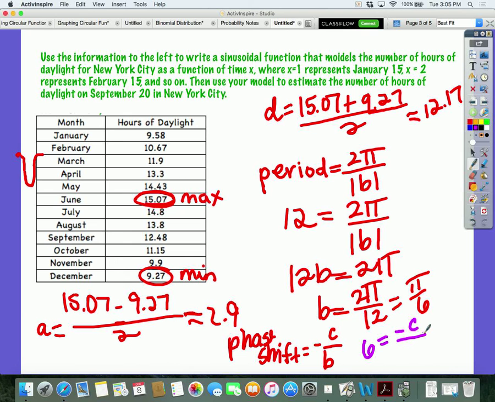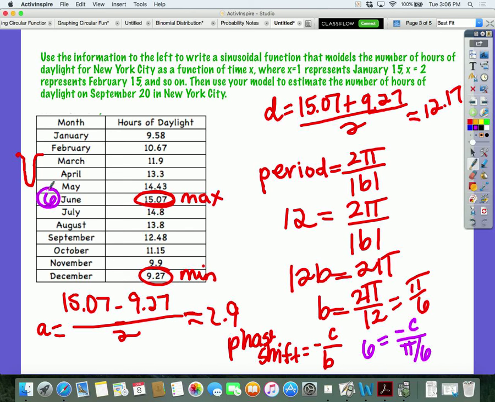We just found out that our b is pi over 6. So we're going to plug that in, and what we're going to end up doing is solving for c. So based off of where the max was, minus the what? Nope, just where the first max occurred, which is right here. Okay, so I had 6 on the x-axis. And so, when you solve for c, what do you get?